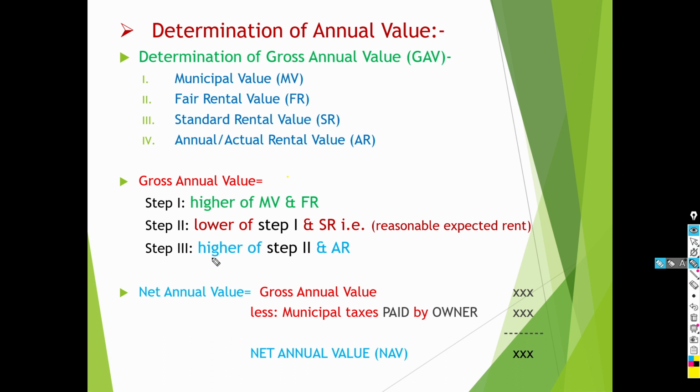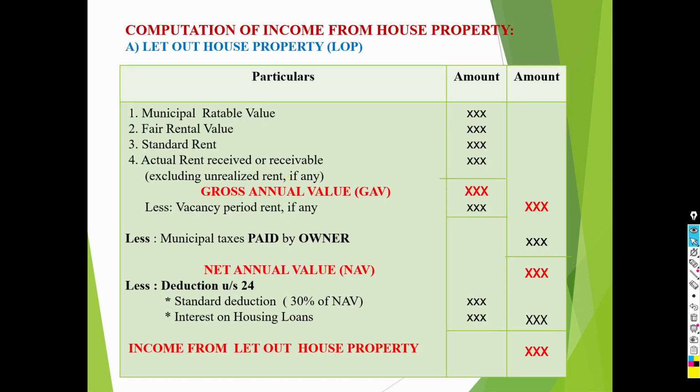In the second stage, for determining the net annual value, you have to deduct municipal taxes paid by owner from the gross annual value. Then you will get the net annual value. This is the simple process of determining the annual value of the house property.